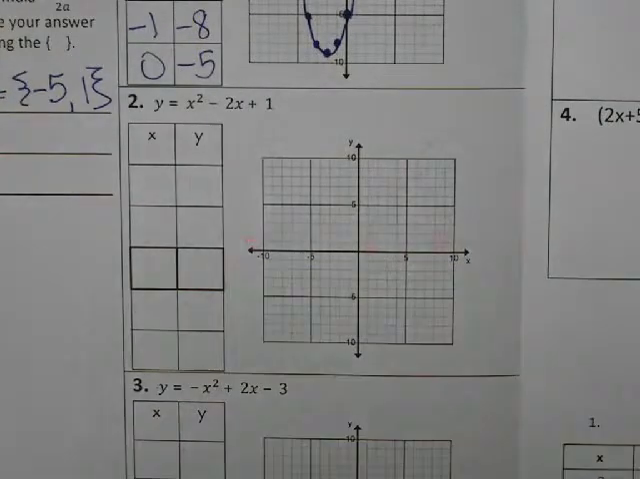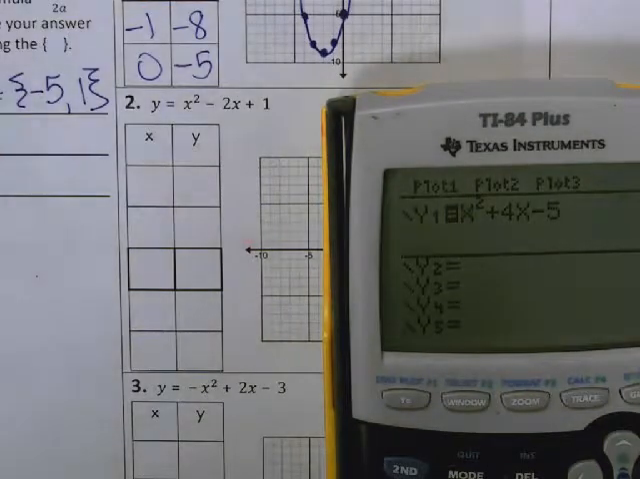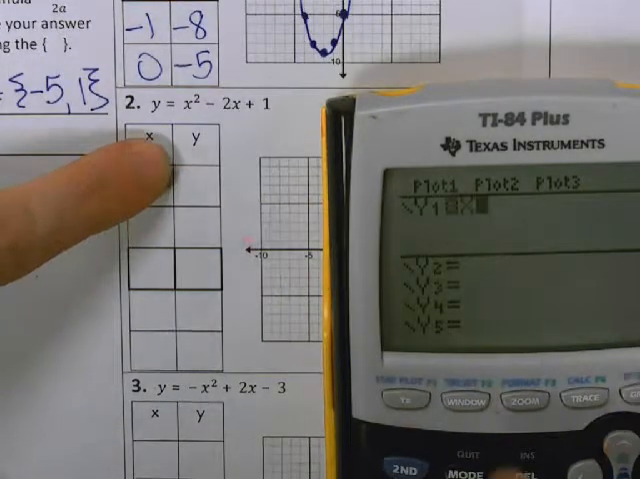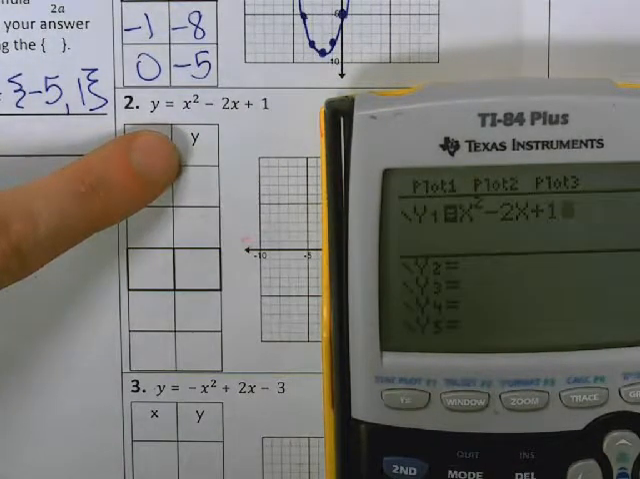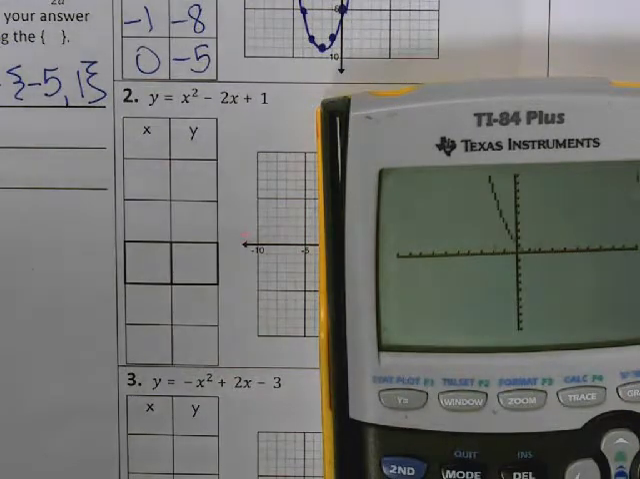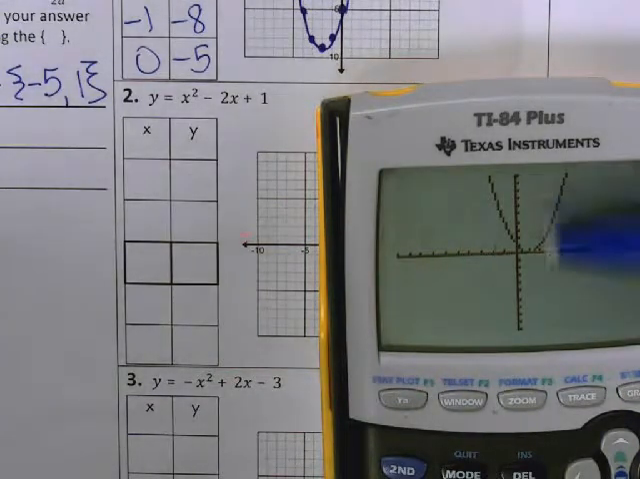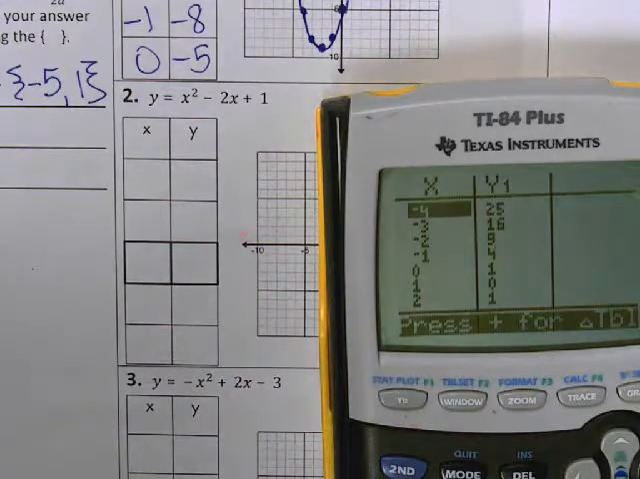Number 2, we're going to graph it the same way we did. You can use that -b over 2a if you would like, or you can just graph it and see if you can find the pattern. So go to your graph. And so it looks like my vertex is going to be somewhere around maybe 2 for the x. I don't know. So let's go to our table.